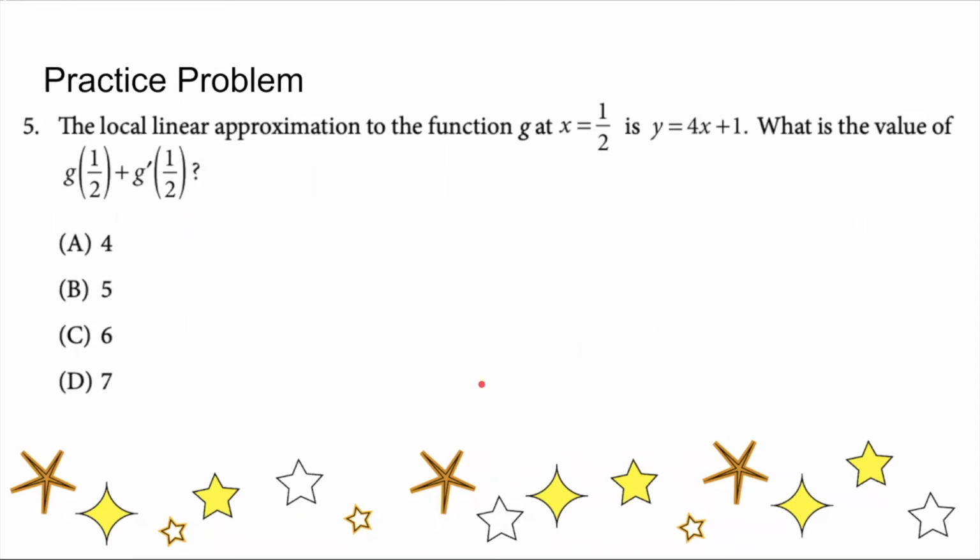if you want to give this problem a try, then pause the video. So this problem is actually a problem from a previous AP Calculus AB exam. Okay, so what you do basically is g of 1/2 just means this function right over here evaluated at x equals 1/2, and g prime of 1/2 means the derivative of this function evaluated at 1/2.